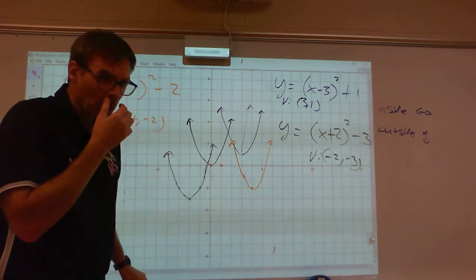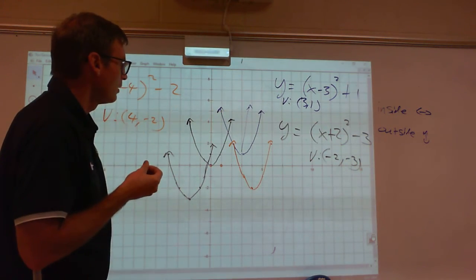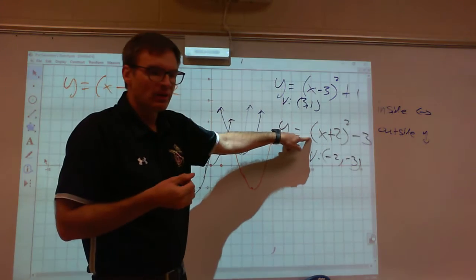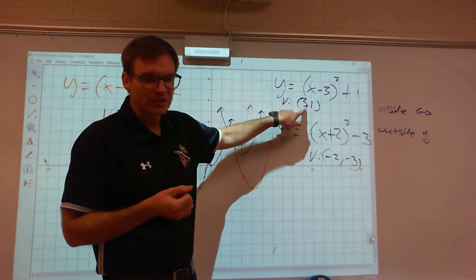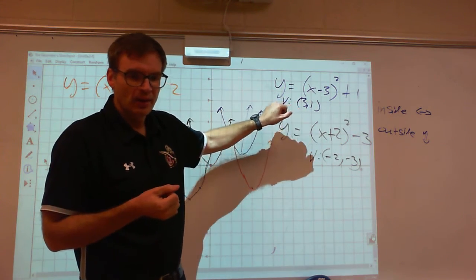Wait, which vertex was the -2, -3? The brown one. I tried to write the vertex right under the individual equations. Oh, okay.